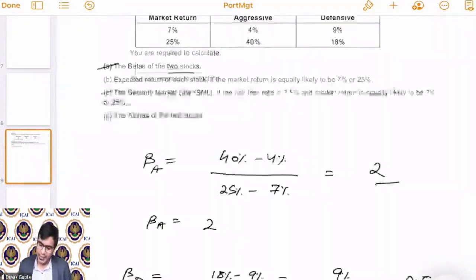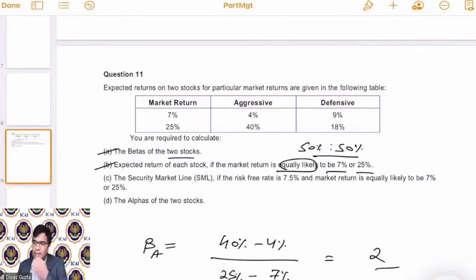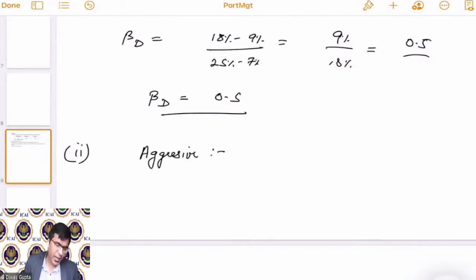So we have calculated the betas of the respective two stocks. Now, second is the expected return of each stock if the market return is equally likely to be 7 or 25%. Equally likely means 50-50%. So there is a 50% chance that 7% will happen, 50% chance that 25% will happen. So the aggressive will be how much? 50% on 4 plus 50% on 40 is equal to 22%.